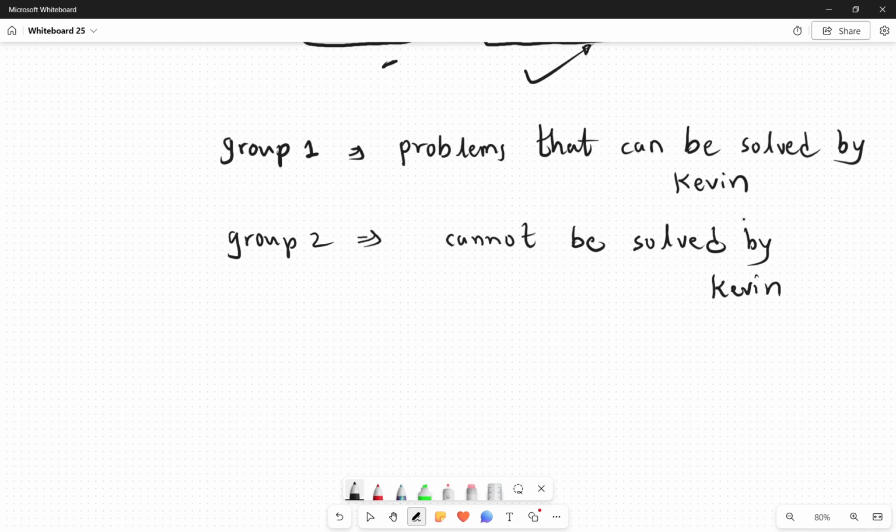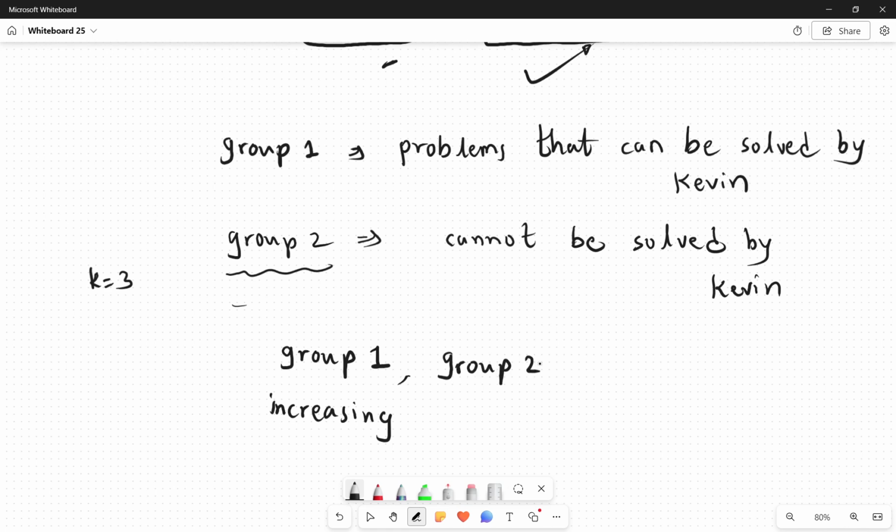So what next? Again, in this k is equal to 3 case, we have seen that it is better to arrange group 2 in the reverse order. So we will arrange the questions in the following order: group 1 in increasing, or non-decreasing, order, and then group 2, first sort it and reverse it, or you can sort it and use rbegin and rend as well, that's part of the code. So this will be in decreasing order.